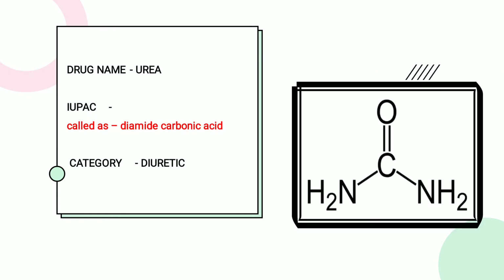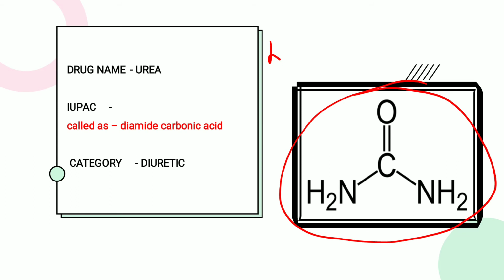Then we go to the next structure. The next structure is urea. It is a very simple structure. It is somewhat linked to biguanide, because in biguanide there is again NH2, C double bond NH, and there is NH2.